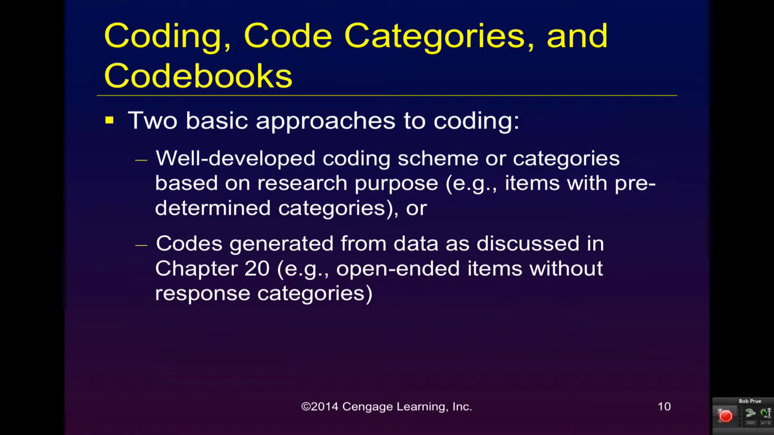Slide 10. Whether we have well-developed coding schemes based on predetermined categories, or if we develop our coding schemes in something of an open coded fashion such as we talked about in Chapter 20, it is important that we document our thinking at every step of the way regarding the coding that we are using and our rationale for using those codes.